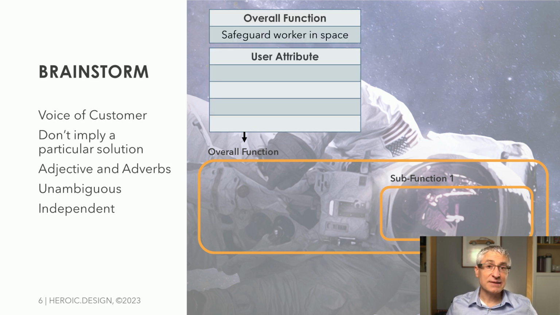Here's the list of things to keep in mind on the far left, and the overall function in as few words as possible. Safeguard worker in space. I could have said house or protect, but safeguard seems like a good word. I also could have said human, but worker is a lot more descriptive of what the human is there to do. Now it's your turn to do some brainstorming. What is the description of a great solution? Pause the video now if you want to brainstorm user attributes on your own.